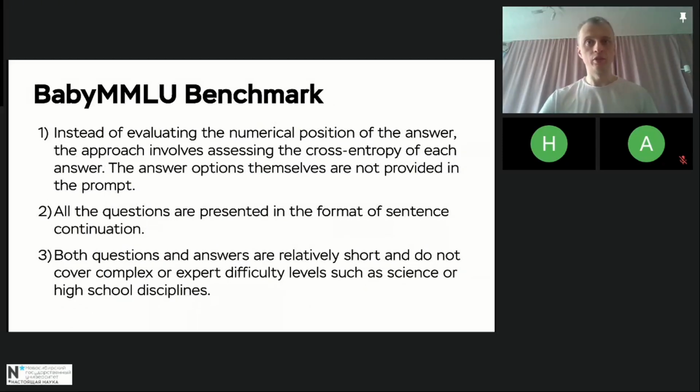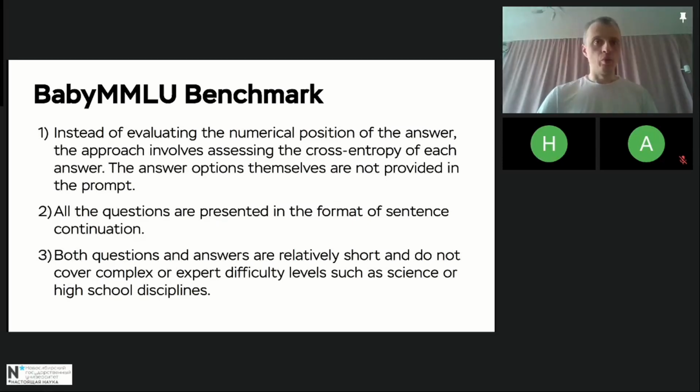To overcome the limitations of small models, we designed BabyMMLU benchmark with several key features. First, it is cross-entropy based, which means that rather than relying on the model to select the correct answer by its numerical position, such as A, B, C, we compute the cross-entropy loss for each candidate answer. This removes the need for the model to understand or to interpret option labels, and instead this approach allows the model to focus on its ability to predict the most likely answer based on language modeling.